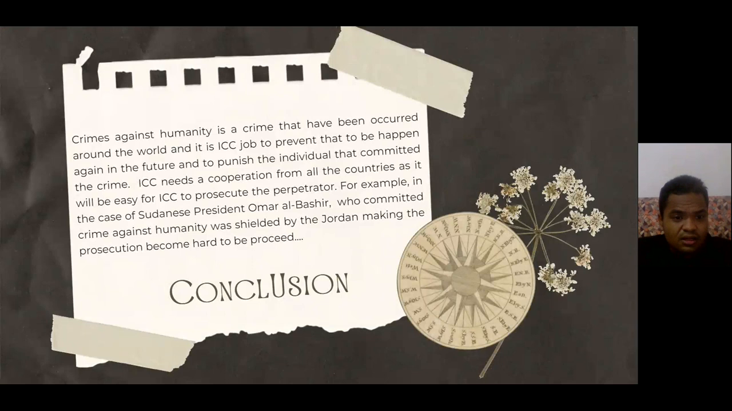Crimes against humanity is a crime that has occurred around the world, and it is the ICC's job to prevent it from happening again in the future and to punish the individuals that committed the crimes. The ICC needs cooperation from all countries to make it easier to prosecute the perpetrators. For example, Sudanese President Omar al-Bashir, who committed crimes against humanity, was shielded by the state of Jordan, making the prosecution hard to pursue.